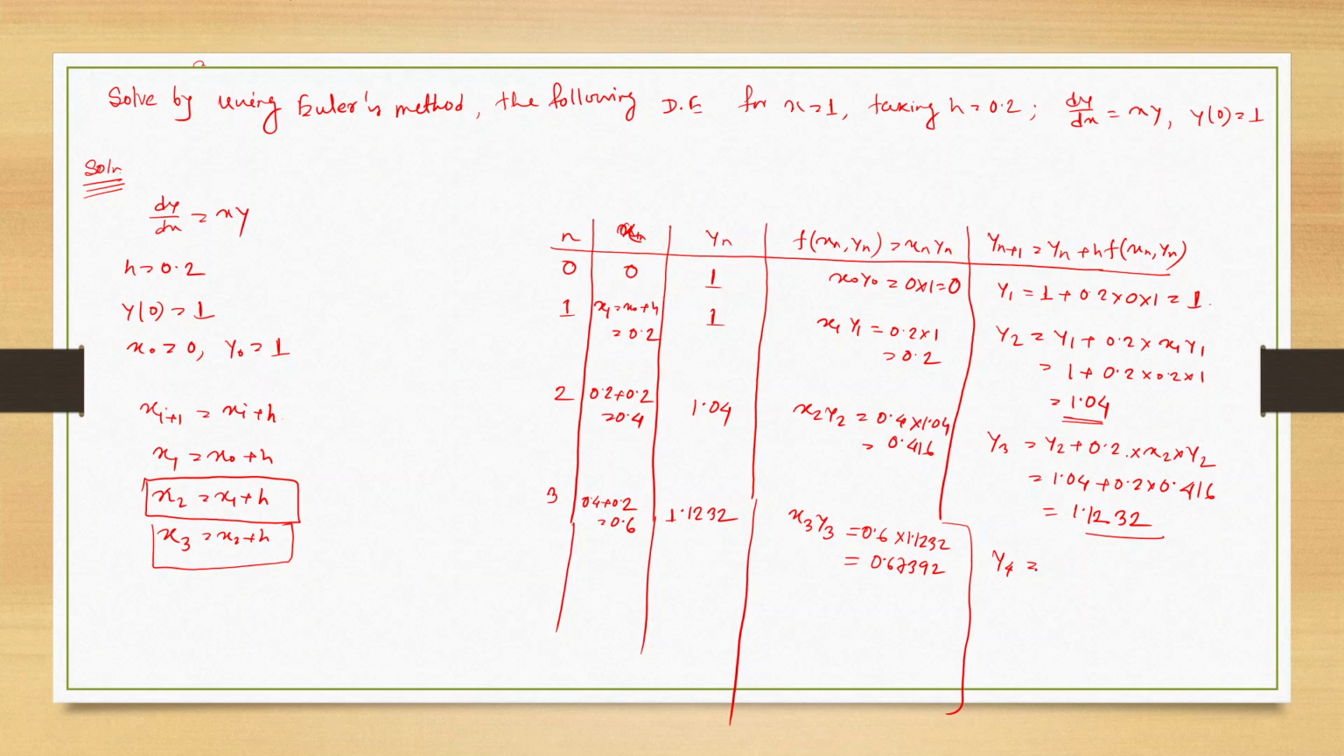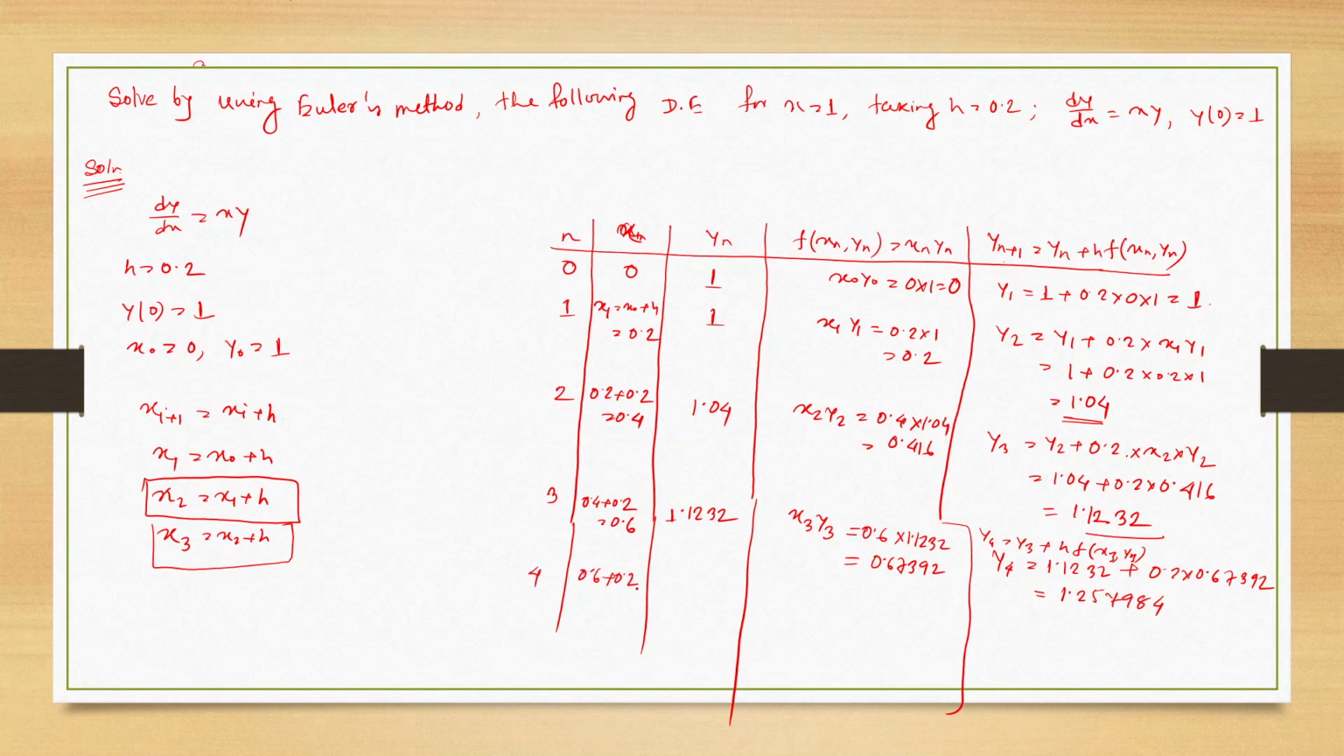It will be 1.1232 plus, if we follow the formula, y4 is equal to y3 plus h f of x3 comma y3. So we get 1.1232 plus 0.2 into 0.67392. So from here we get 1.257984. Similarly, now if we put here, now I think you will get the scenario.